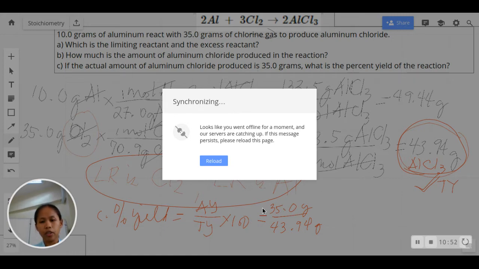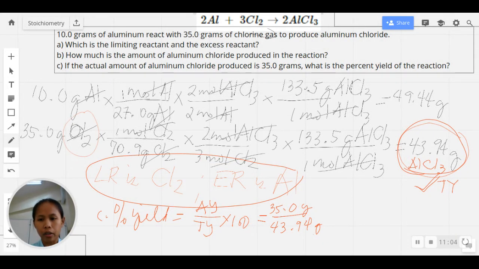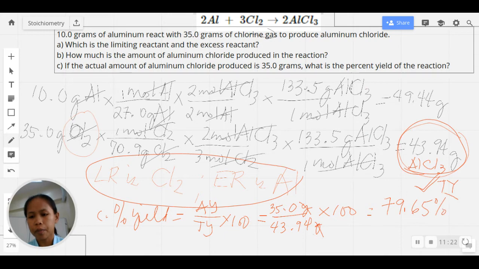But if you look at the screen, you see that you have 35 grams of your actual yield, and then you have 43.94 grams in your theoretical yield, which we got from letter B. Then we multiply that by 100. By the way, the grams will cancel out. No unit anymore. So 35 divided by 43.94. Our percent yield in this case, expressed into two decimal places, is 79.65%. So that's our final answer for percent yield.